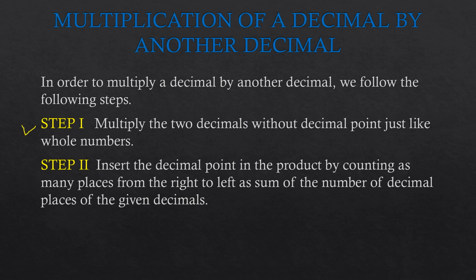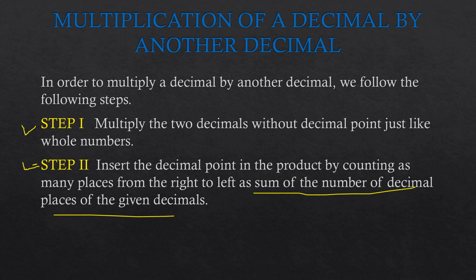Step 1 says multiply the 2 decimals without the decimal point, just like whole numbers. Again we have to do the same. As we multiply 2 whole numbers, we will multiply 2 decimals only without decimal points. Okay, and step 2 is again the same as we had in the last question. Insert the decimal point in the product by counting as many places from right to left, from backward to forward, as the sum of the numbers of decimal places of the given decimals. Here you might get confused with this sum, but this is nothing very big. Okay, so it is easy.